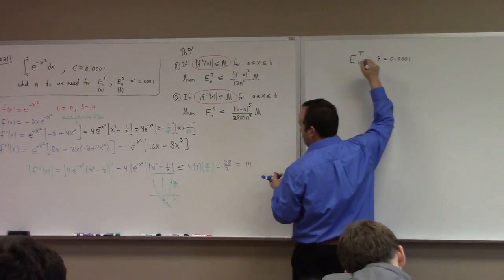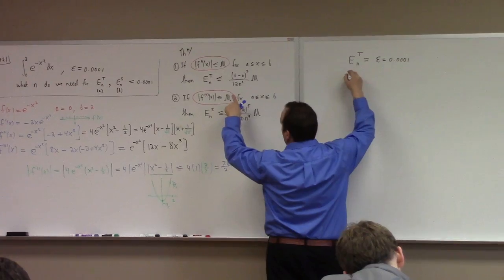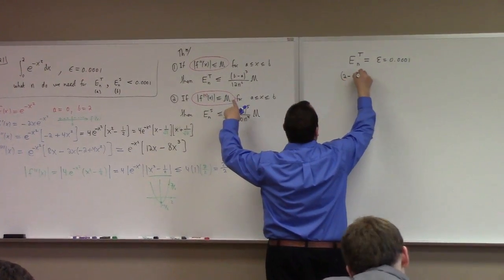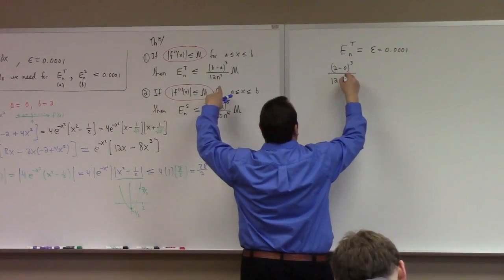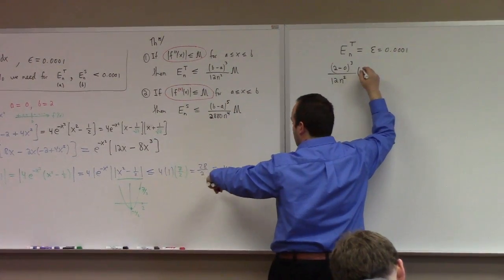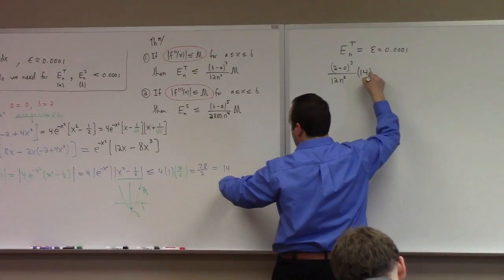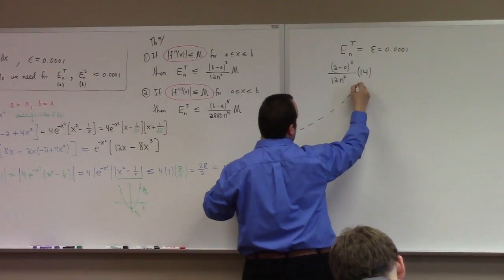0.0001, right? But what is that? By the theorem, that's (b minus a) cubed, which is 2 minus 0 cubed, divided by 12n squared. The n I don't know this time. In contrast, yesterday we worked a problem where n was given to us from the outset. See the difference? The m we just found was 14. That's the thing we had to work for.